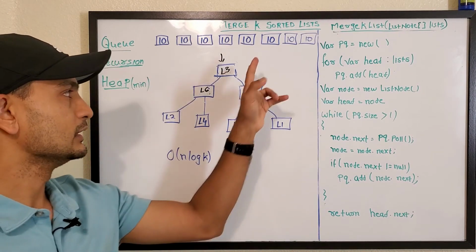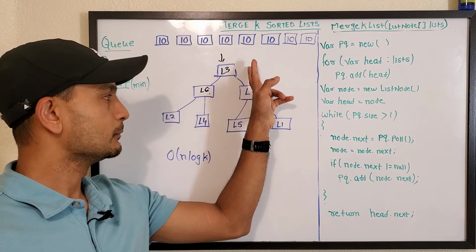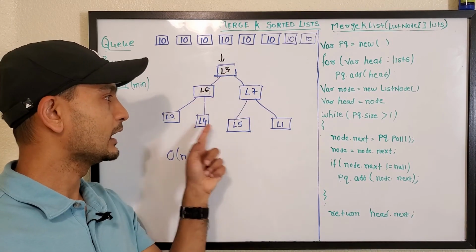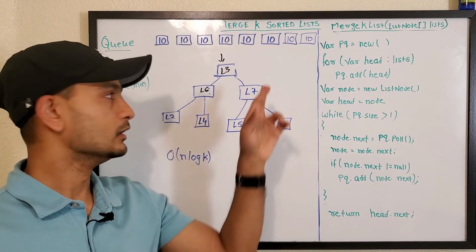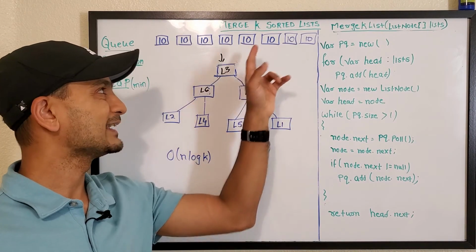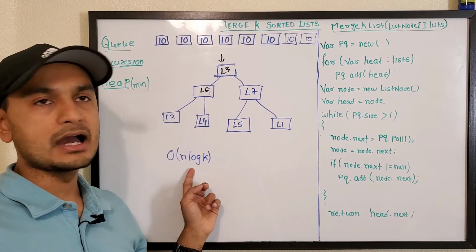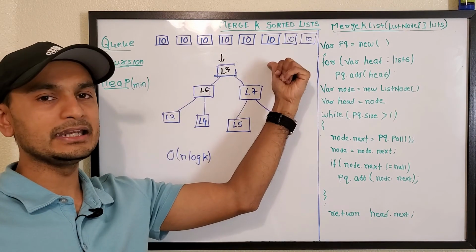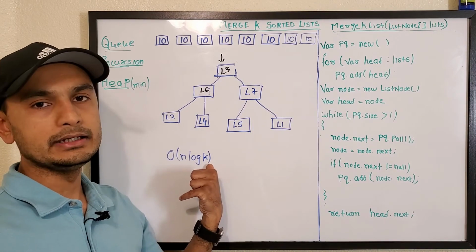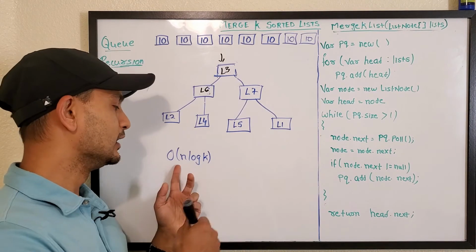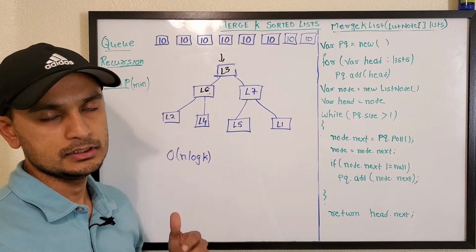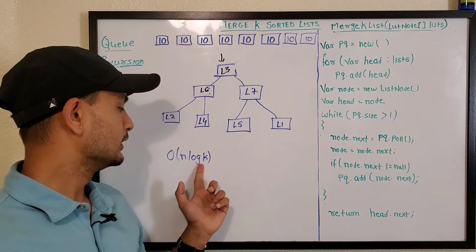So we know that the time complexity to insert an element in a heap is log of n. Since we have 8 lists, the time complexity to insert and to remove an element is log of 8, which is log of k. And we have 80 elements, so 80 times we'll be inserting and removing elements. So it'll be 80 log 8, which is n log k. Ideally it should be 2 n log k, but 2 is constant, it doesn't change with n. So the time complexity is n log k.